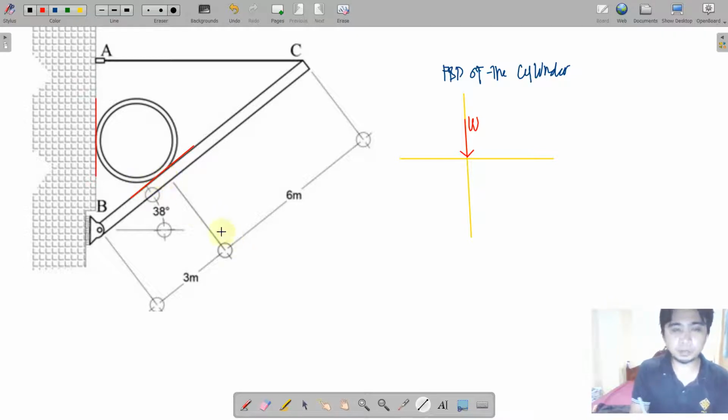In short, if we have this cylinder, it has a normal force on the wall like this, perpendicular. As we can see, it is perpendicular to the surface. Okay, at the same time, this cylinder is also resting on this inclined surface. So therefore, this is the perpendicular line and this is the reaction.